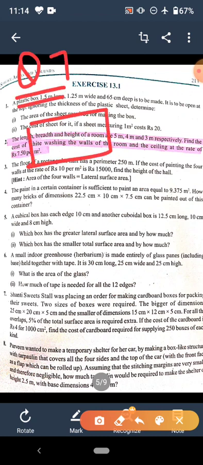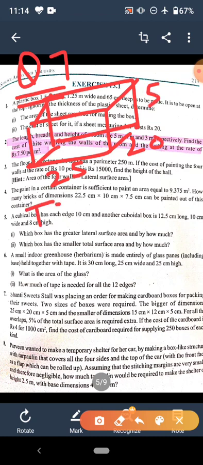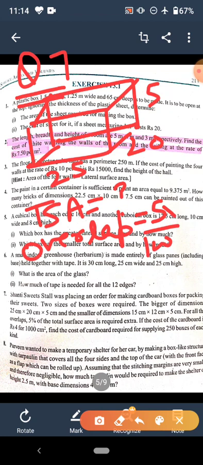Firstly, you will draw a bigger cuboid. You know the dimensions, that is 25, 20 and 5. You will find out the total surface area of this cuboid. Then you will find out the overlap surface area, which is 5% of the total surface area. So, the total area of the bigger box.